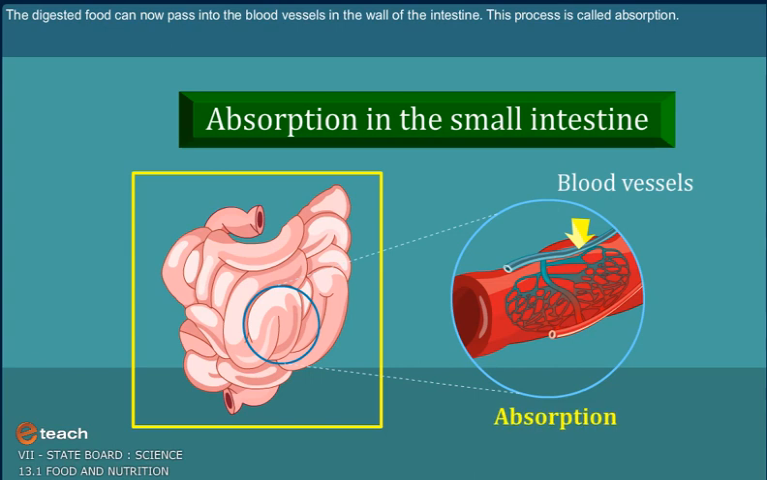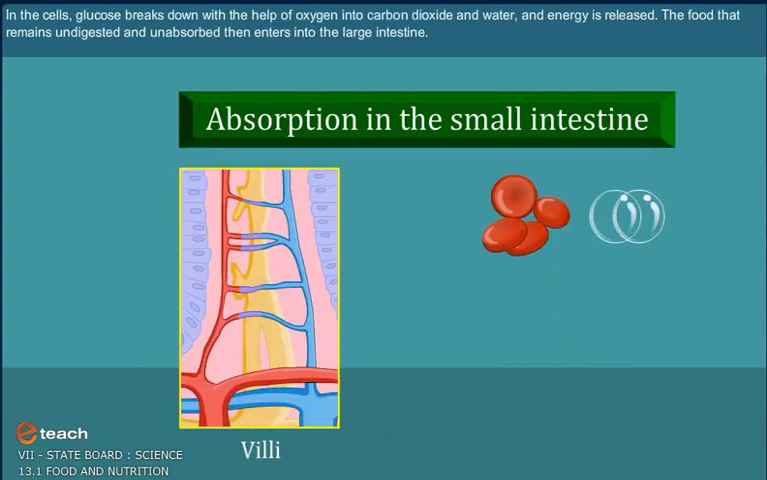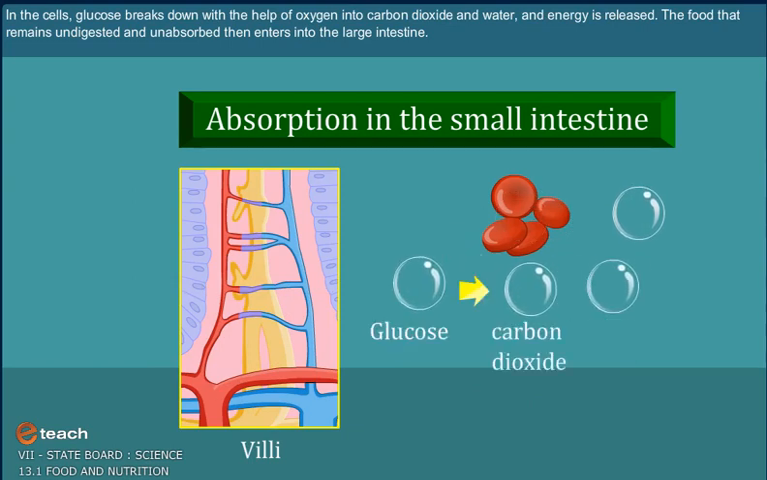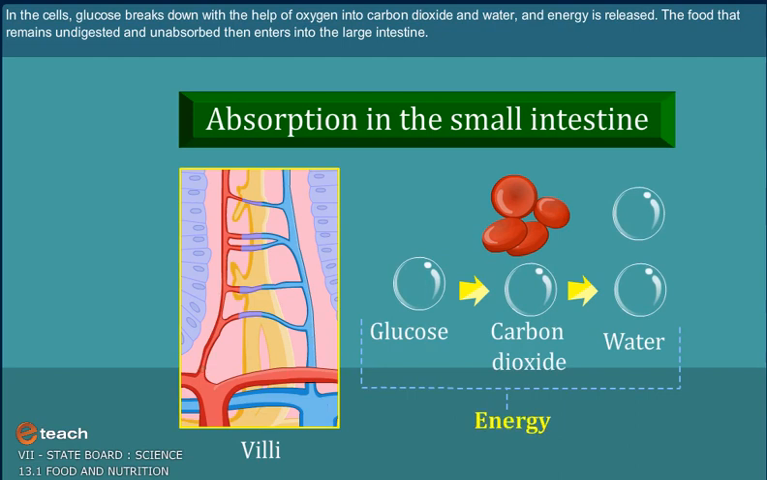This process is called absorption. In the cell, glucose breaks down with the help of oxygen into carbon dioxide and water, and energy is released. The food that remains undigested and unabsorbed then enters into the large intestine.